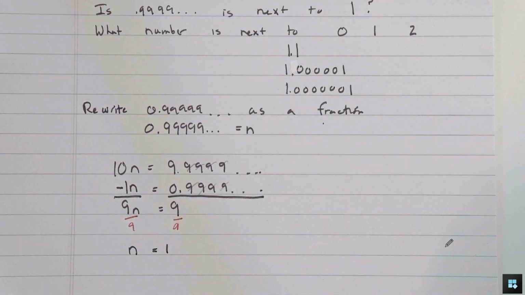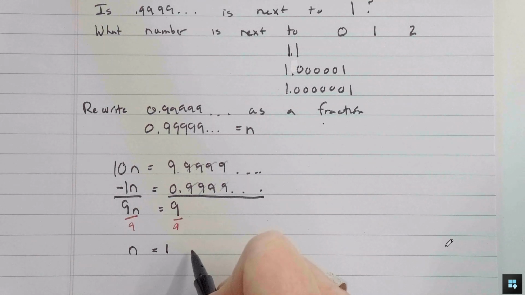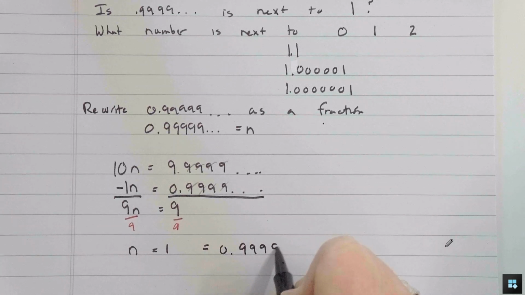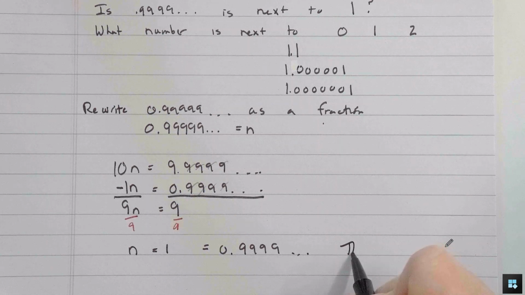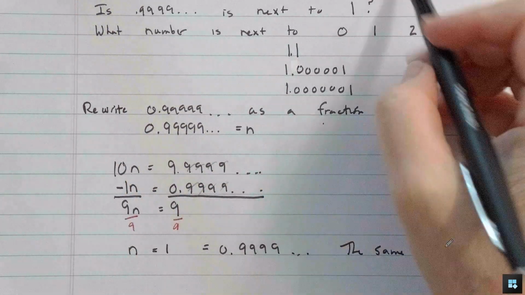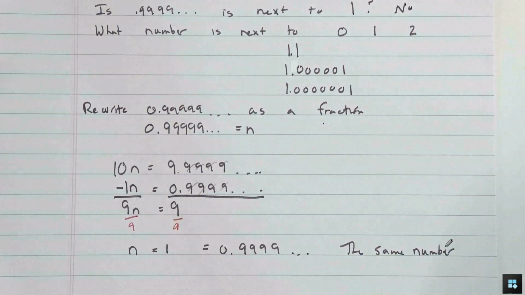That's our number. So the rational number 0.999 repeating is equivalent to 1. They're the same number. So this particular number has two different names. The name 1 and the name 0.9 repeating. They're equivalent. They're the same number. Just written differently. So when we ask, is 0.9999 next to 1, the answer is no. There is no number next to 1.